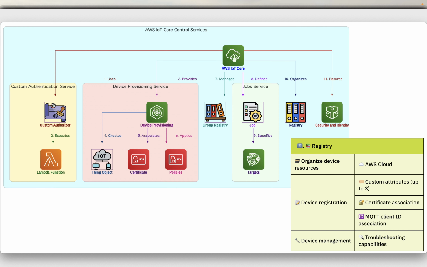So we have registry also, and this organizes the resources associated with each device in the AWS cloud. You register your devices and associate up to 3 custom attributes with each one. You can also associate certificates and MQTT client IDs with each device to improve your ability to manage and troubleshoot them.